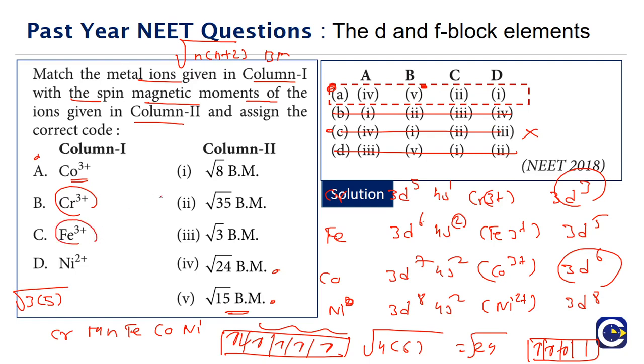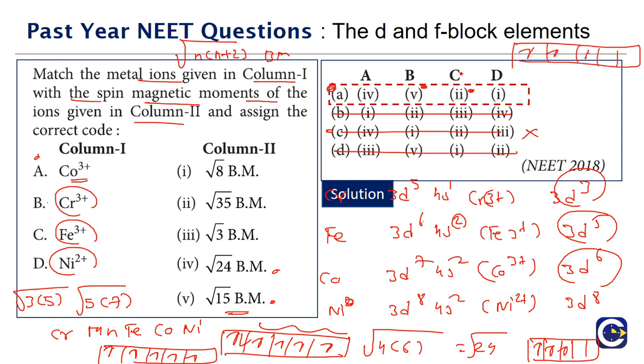Fe3 plus is the next one. Fe3 plus, what is the arrangement? 3d5. 3d5 means we can check all the 5, because what is the procedure? We have to fill 1 electron with parallel spin, right? All 5 is what? Unpaired. Means what is the magnetic moment formula? Root of 5 into 5 plus 2, 7, root 35. So where is it? C should be matched to what? 2. We can check C is matched to 2. And last comes nickel 2 plus. Nickel 2 plus 3d8. 3d8 means if you are filling up electrons, right?